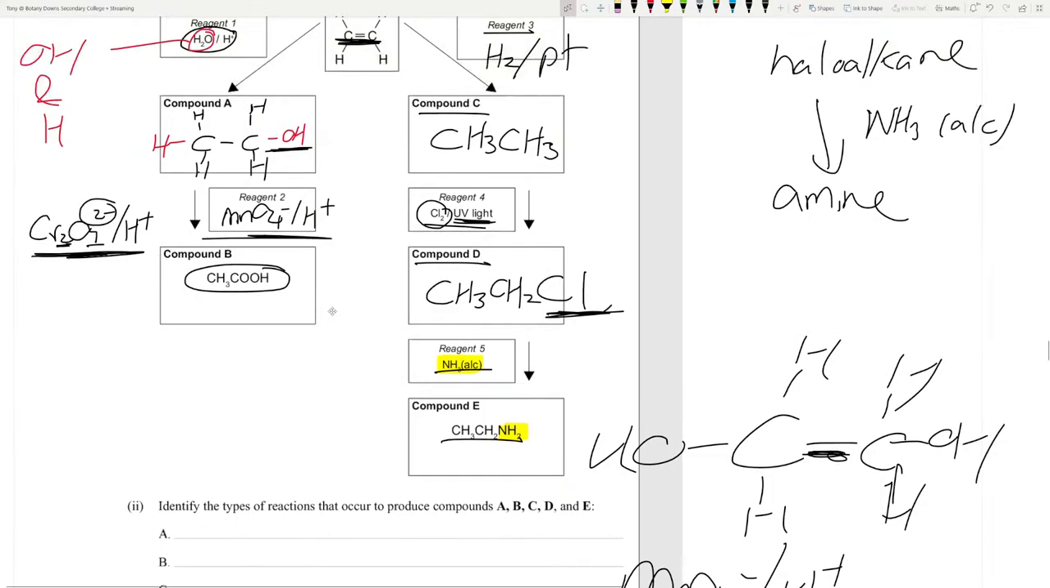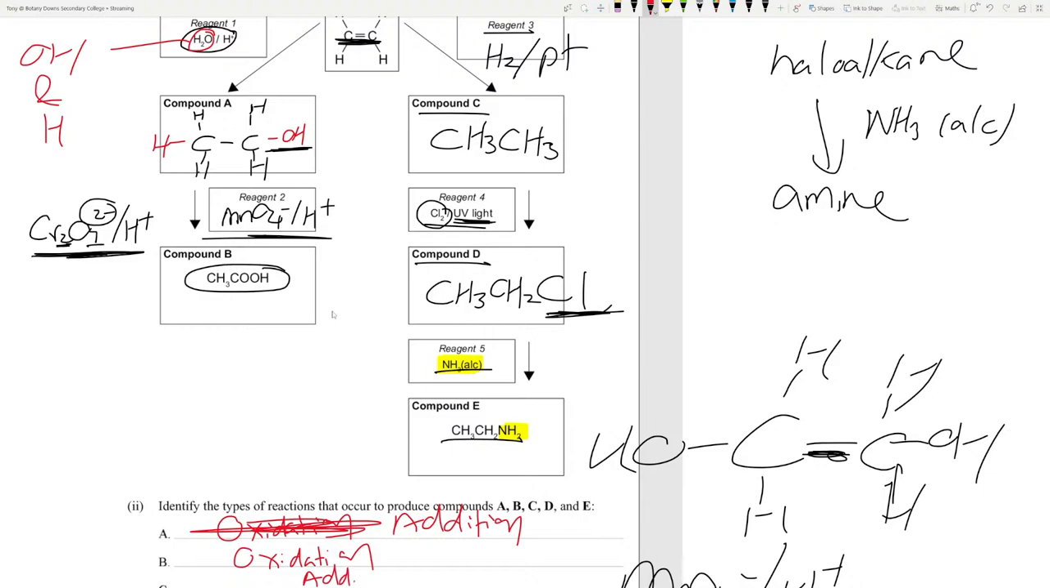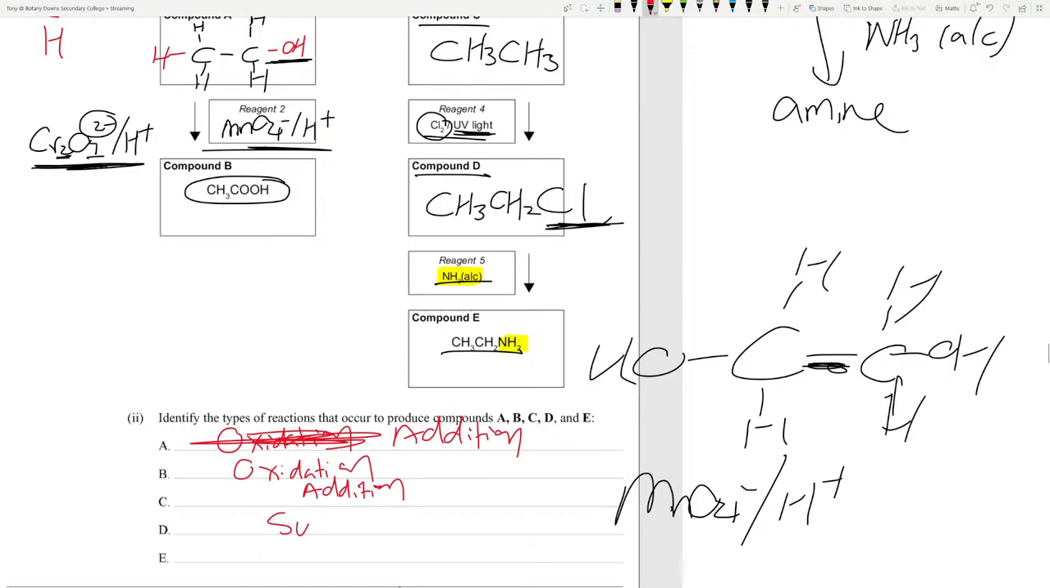So let's have a look. From compound A that occurs to produce compound A. So this is oxidation. For B, where the hell is B? This is again oxidation. Oh wait, why did I say oxidation? That's addition, sorry, that's addition. And then for C, I can't see, that's also addition. For D, that is substitution. And for E is substitution. All right, to make compound D, substitution, to make compound E, substitution. Okay.